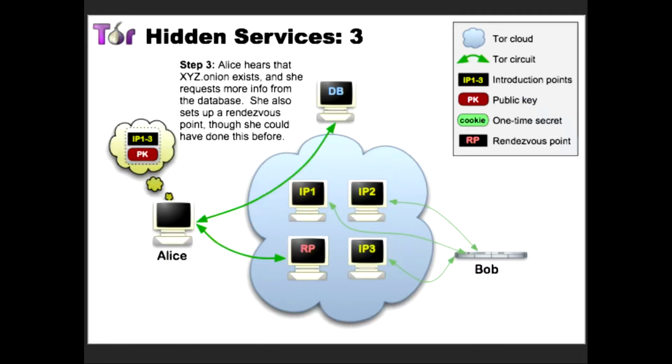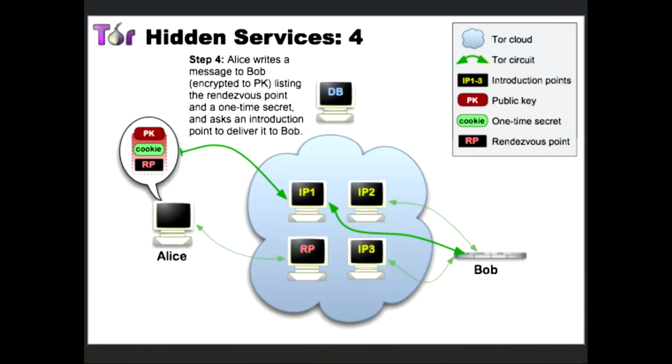And at that point, Alice somehow learns his onion address, and she goes to the database and pulls down the descriptor that has his key and the 3 introduction points. And in parallel to that, she picks her own rendezvous point, and she builds a Tor circuit there. So at this point, Bob has 3 introduction points open in the Tor network, and Alice has 1 rendezvous point open in the Tor network.